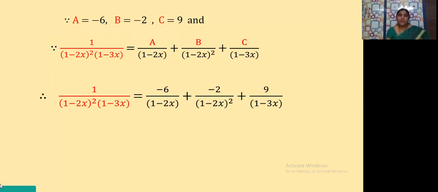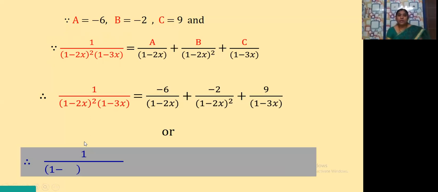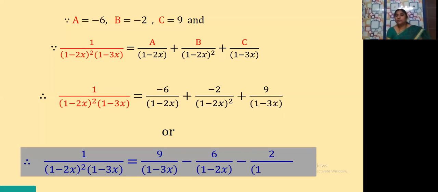So what is the answer? Final answer now, children? Here, the first two terms, if you observe, are negative. Let us write them in order. The positive term 9 we write first. So then what will be the final answer, children? 1 by 1 minus 2x whole square into 1 minus 3x is equal to 9 by 1 minus 3x. This plus term comes here, children. That is minus, it becomes minus 6 by 1 minus 2x minus 2 by 1 minus 2x whole square.